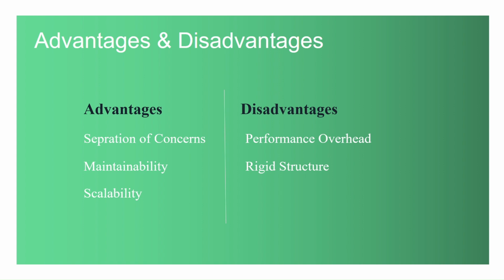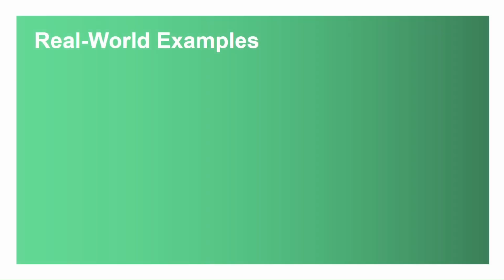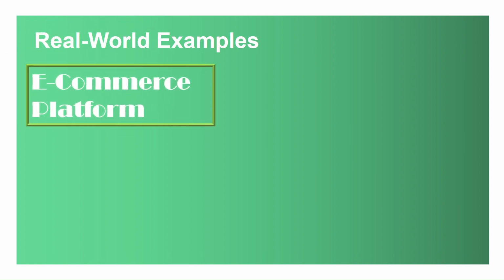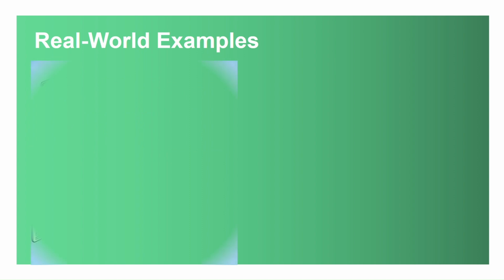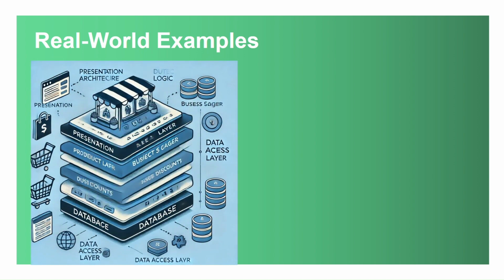Next, we will see real-world examples. Let's look at a couple of real-world scenarios to see layered architecture in action. Firstly, we will see an e-commerce platform. Its presentation layer displays products, handles user sessions, and processes search queries. Business logic layer manages shopping cart operations, applies discounts, and calculates taxes. Data access layer interfaces with product and order databases. Database layer stores inventory details, customer information, and order history.